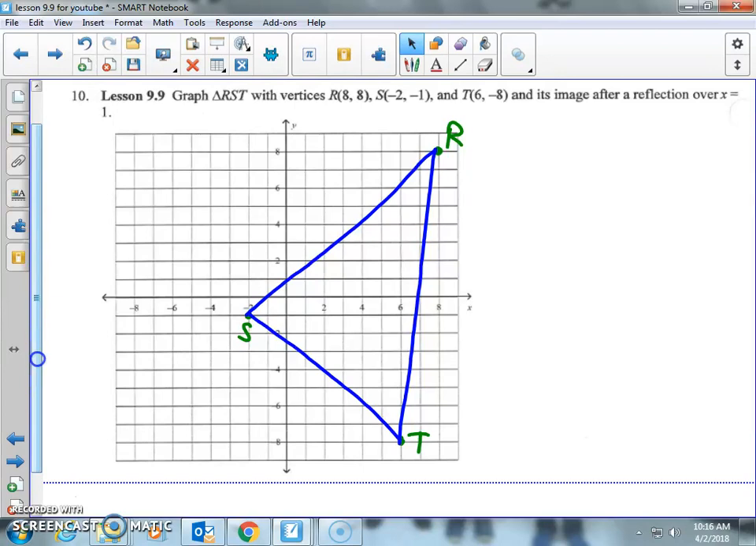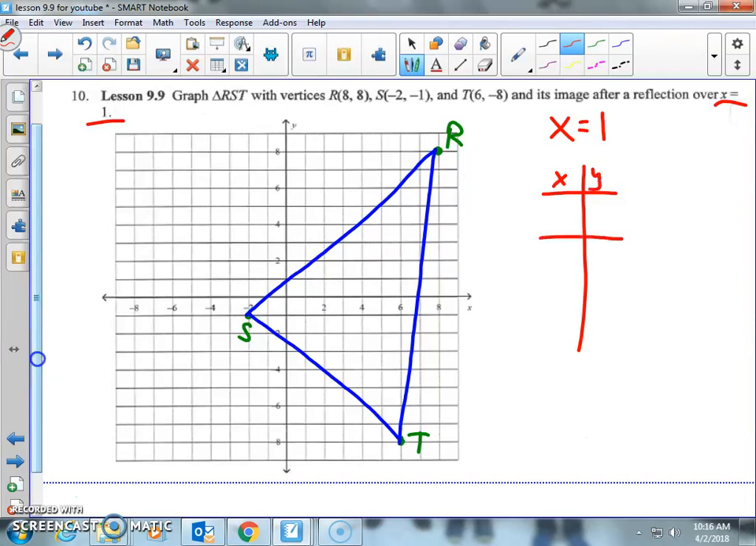This time they say reflect it over the line x equals 1. Again, if you don't remember how to make a line like that, make a quick XY chart. It says x has to be 1. So, let's see, x has to be 1. This is my line of reflection. LOR, line of reflection.